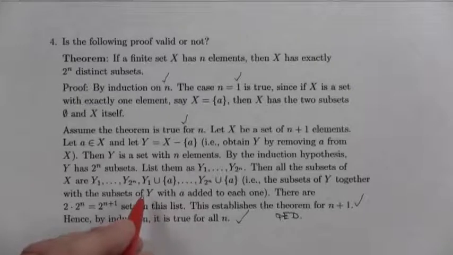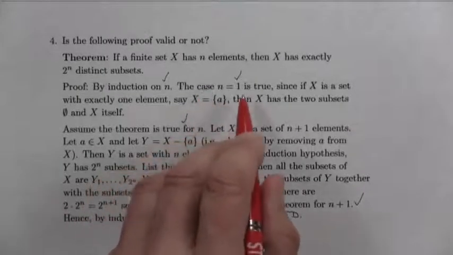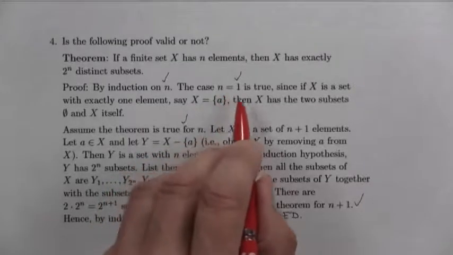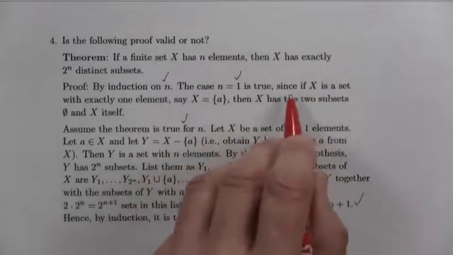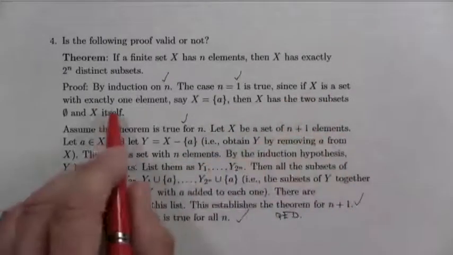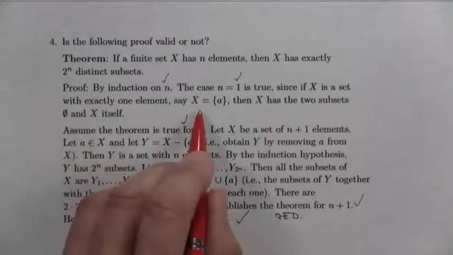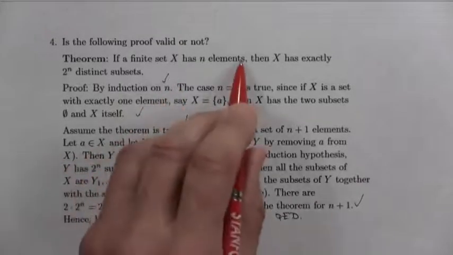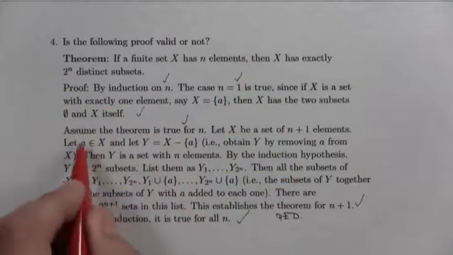Okay, the second thing then is to see if the logic is correct. The previous proof went wrong because it wasn't true for n equals 1. Let's just check here if it's true. At least I didn't say it's obvious. I've actually gone through and proved it, but let's see if that's correct. If X is a set with exactly one element, then X has two subsets, the empty set and X itself. That's okay. That is actually true. Okay, so that's good reasoning. So if the set has one element, it has 2 to the power 1, which is two subsets, the empty set and the set itself.